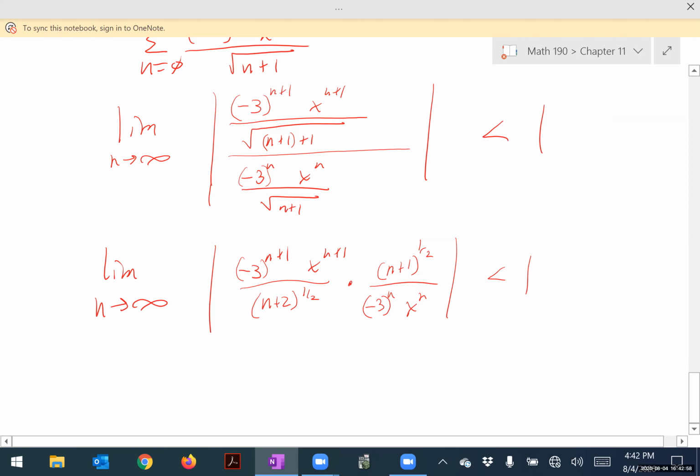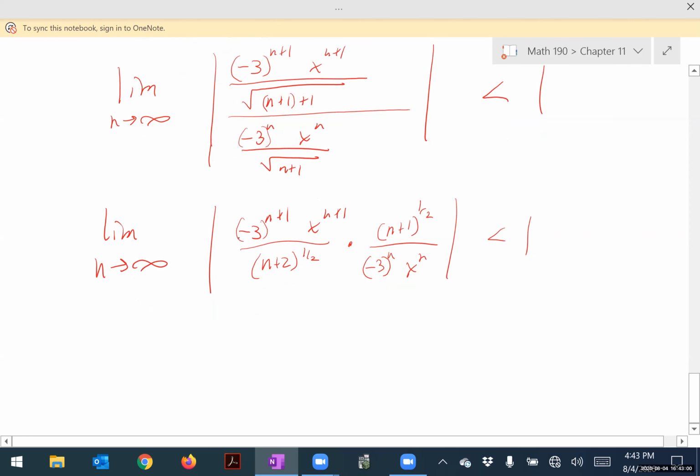The negative 3 is going to clean up because I'm just going to be left with 1 negative 3. The x's are going to clean up because I'm just going to be left with 1 x.